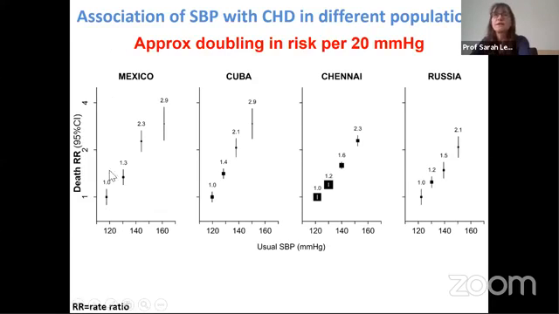So here we have risk on the vertical axis and on a doubling scale, and along the bottom, the long-term usual systolic blood pressure. And you see that in all of these studies, we saw an approximate doubling in risk for every 20 millimeters of mercury higher systolic blood pressure. So remarkably consistent between these studies done in very different diverse populations.